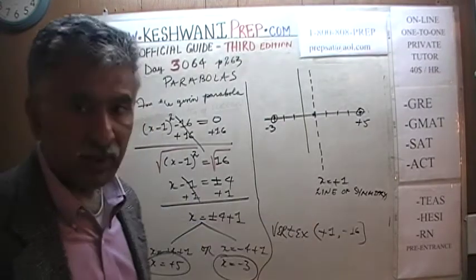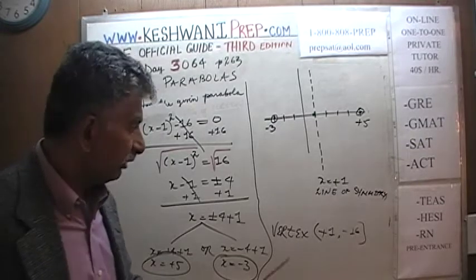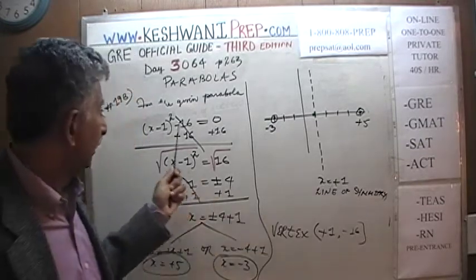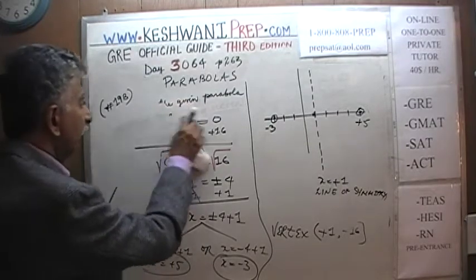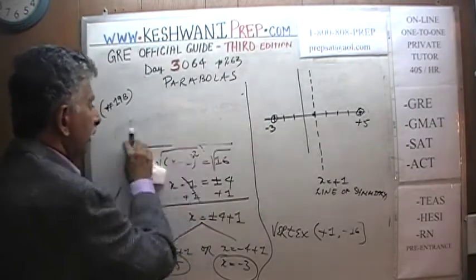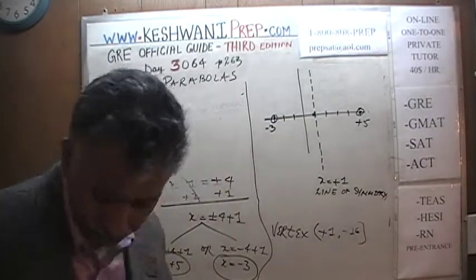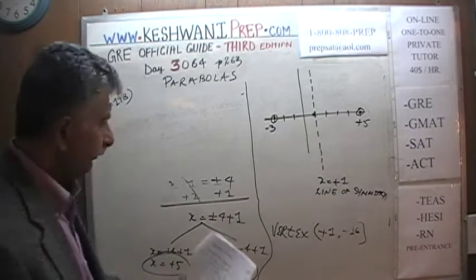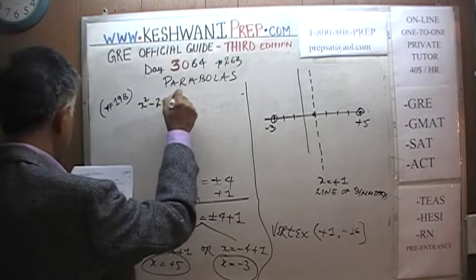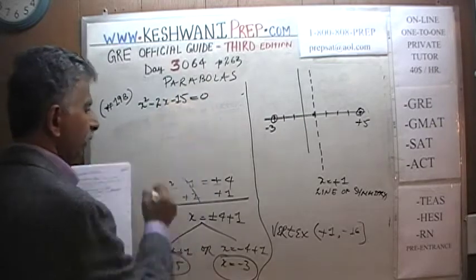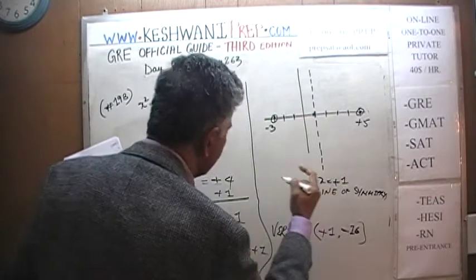But how do we find the y-coordinate? Well, it's very simple. Once we understand the line of symmetry is 1, we can put it back in our original equation, and I'm going to put down the original equation the way it was given to us. The original equation was x squared minus 2x minus 15 is equal to 0. And you will see that we'll get negative 16 when we put in x equal to 1.